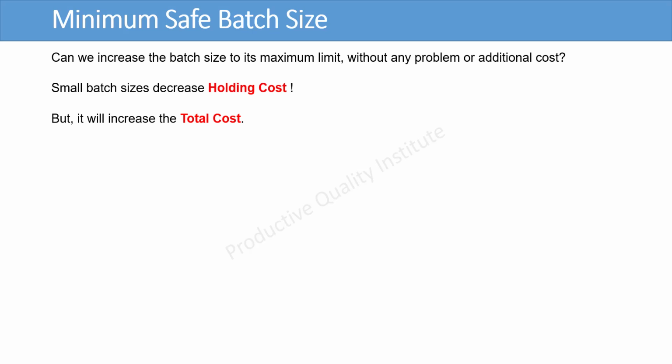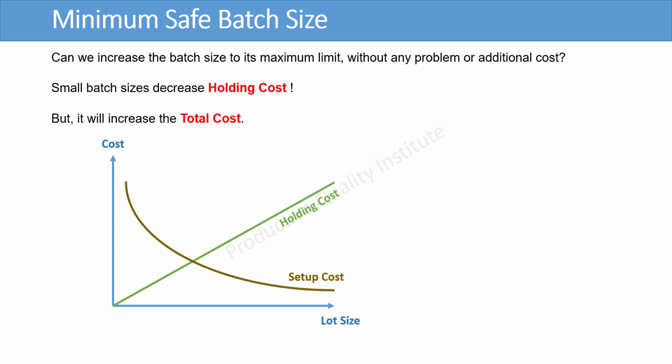Can we increase the batch size to its maximum limit without any problem or additional cost? The answer is no. Why? If we take into consideration the holding cost of the inventory. Holding inventory often comes with its own costs. This cost can be in the form of direct costs incurred by financing the storage of said inventory, or the opportunity cost of holding inventory instead of investing money elsewhere. Holding cost increases with increasing lot size.